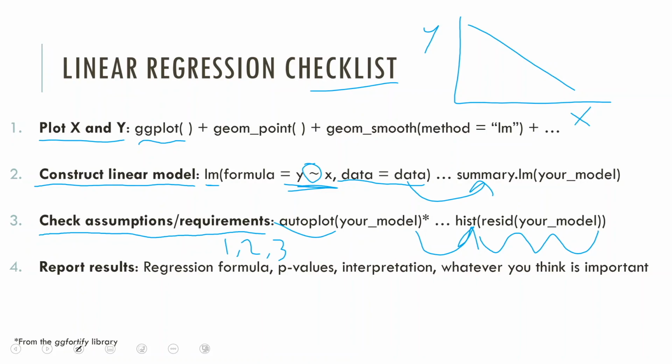And then after that, you report your results. So you report your regression equation, your estimated formula at least, and then the p-values associated with the intercept and the slope, and then your interpretation: for every 1 unit increase of x, y changes by whatever the beta 1 coefficient is, or beta k when we're working with multiple regression, multiple predictors. And then reporting whatever else you think is important. Some maybe number of outliers, the sample size, that sort of stuff.